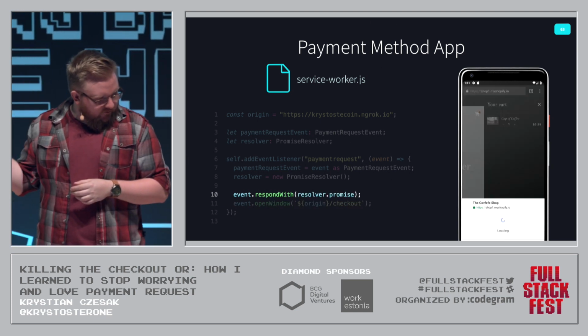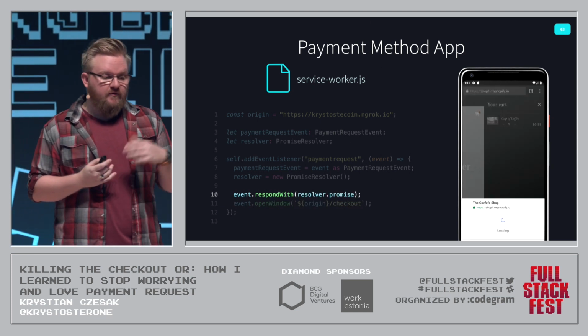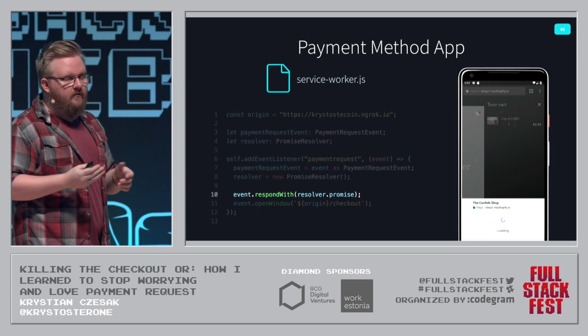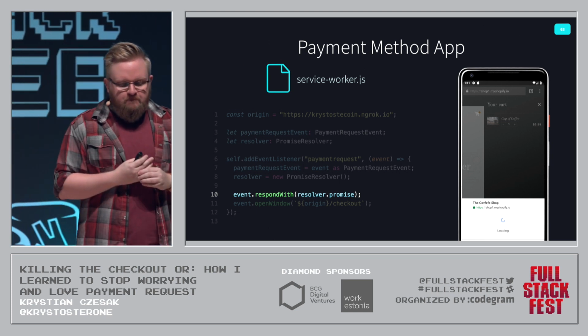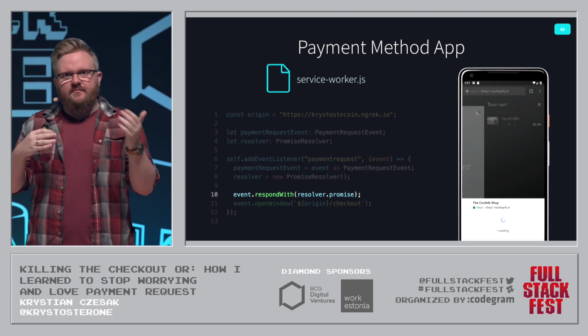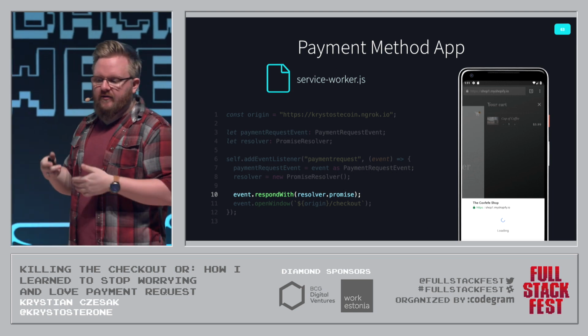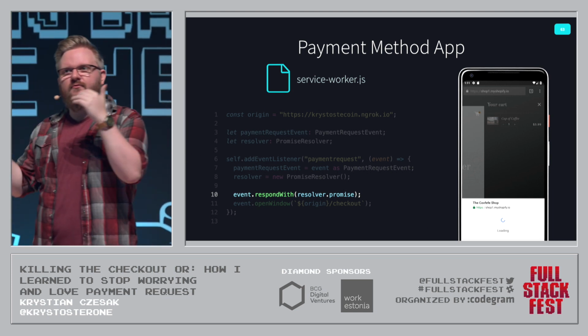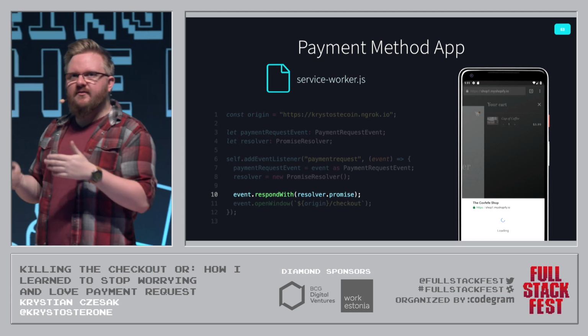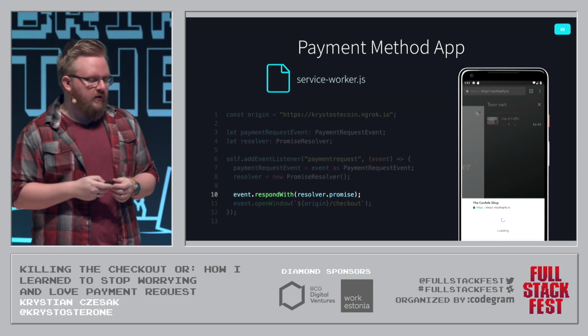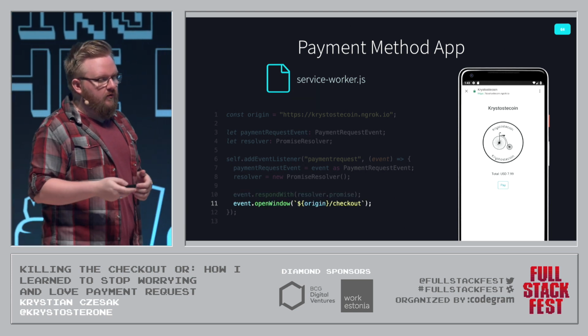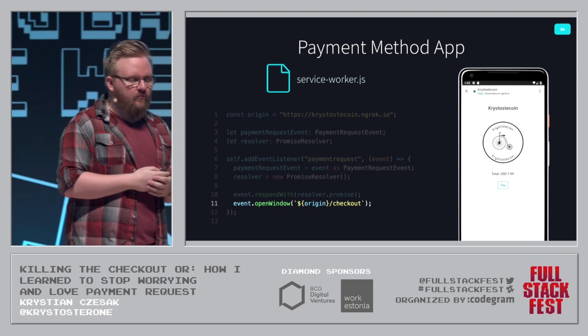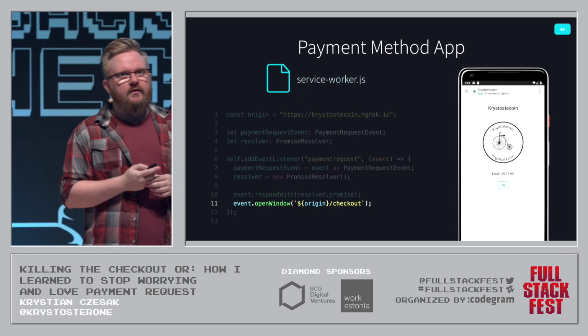Then what you want to do is call respondWith on the event with the unresolved promise. And this is where it's up to you now to resolve that promise. And the way to do this is we want to redirect the user to the checkout page so we can process the payment and then finally close the window. And the way to do this is we call openWindow on the event with the /checkout URL we had in the demo.